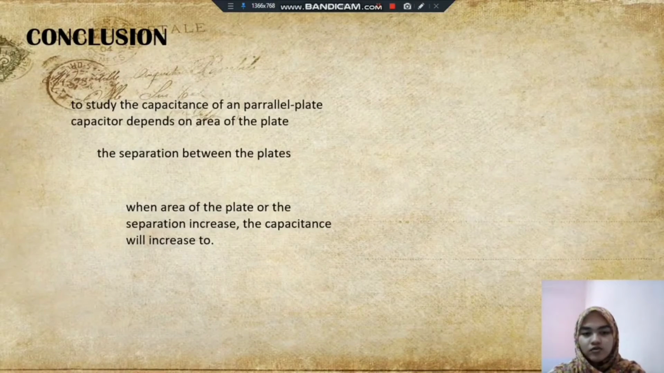We can conclude this experiment is to study capacitance experimentally, to study how the capacitance of a parallel plate capacitor depends on the area of the plates and the separation between the plates. When the area of the plates increases, or the separation decreases, the capacitance will increase.